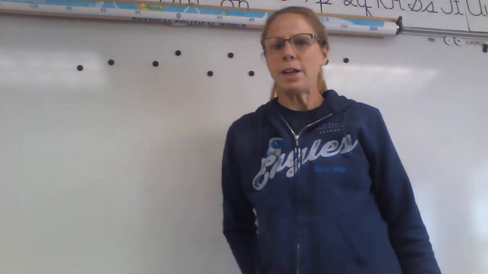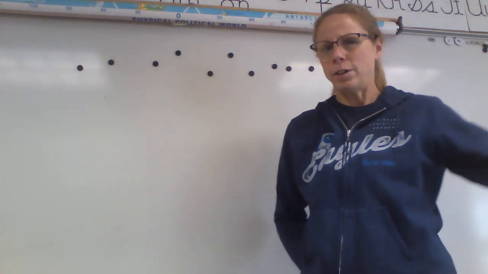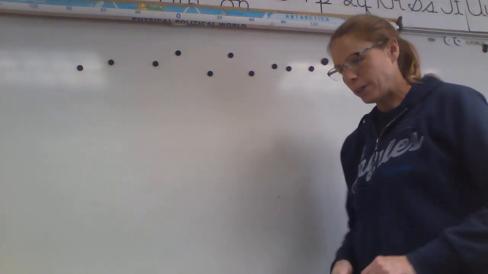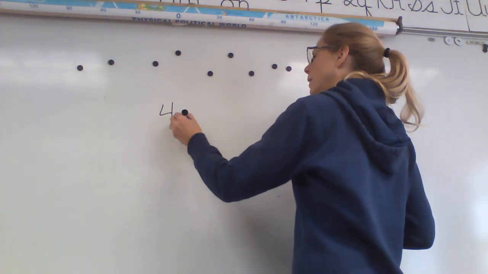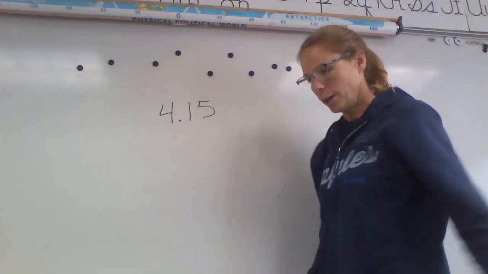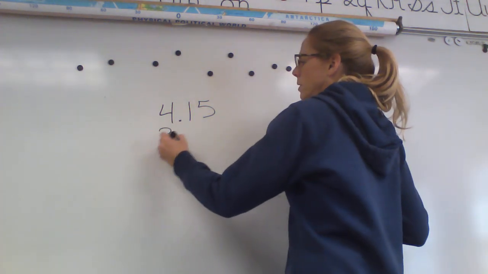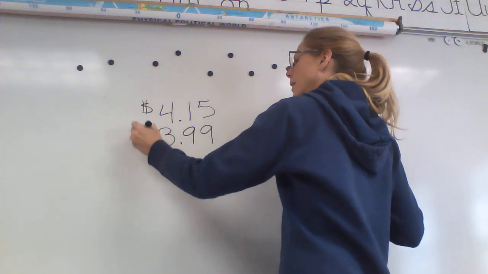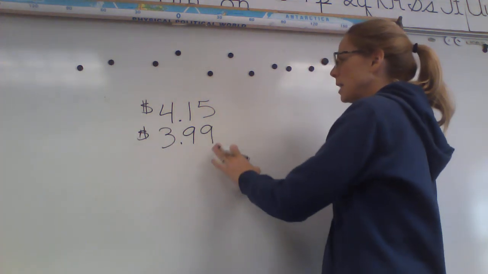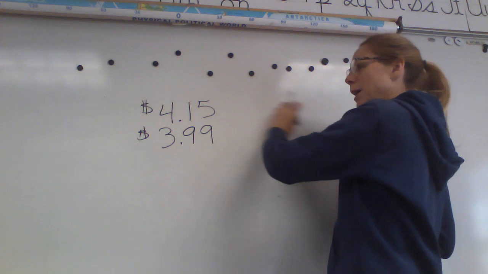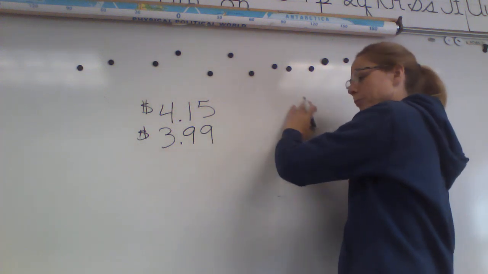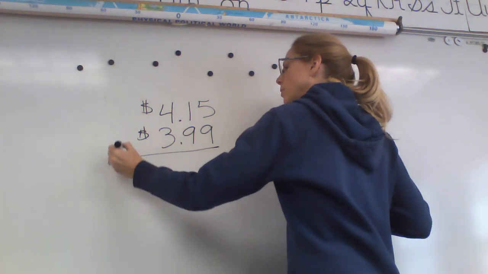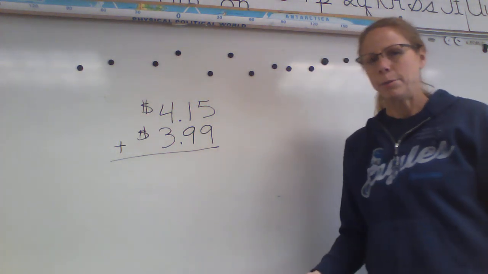So on page 78, and you don't have to follow along in your book. You can just watch me do the examples. It's up to you. On page 78, I'm doing one where you have $4.15 plus $3.99. Okay, again, remembering to line up the decimal point. They put it sideways, and so if you want to rewrite it, that would be great.